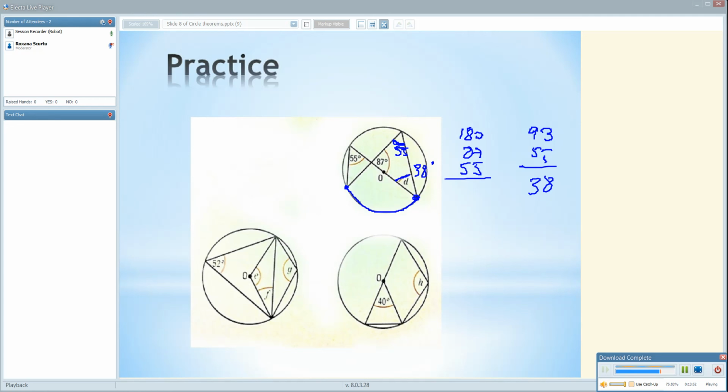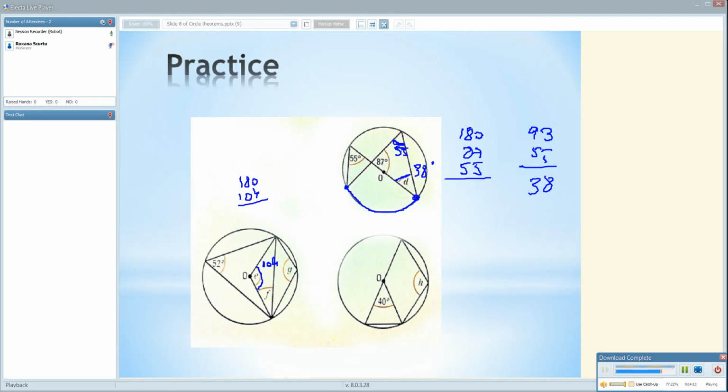Okay, let's go back. So the next one, we have an angle on the circle and an angle at the center. So this is going to be double. Yeah, it's going to be double the 52. So it's going to be 104. Okay, so we found out angle E.